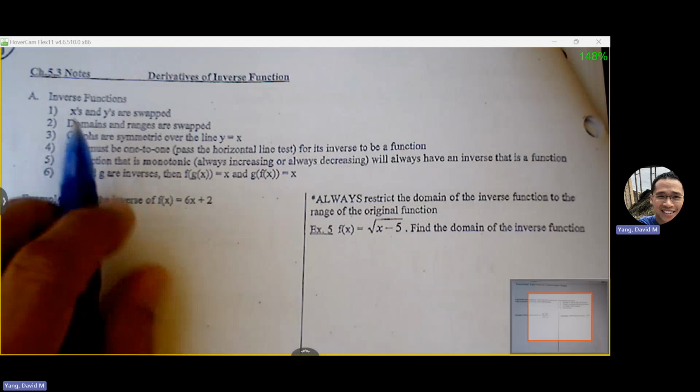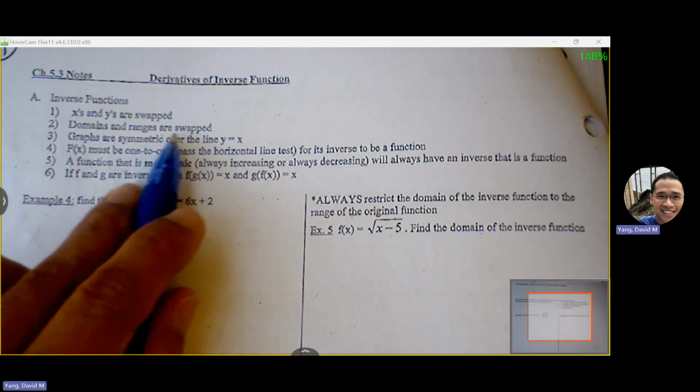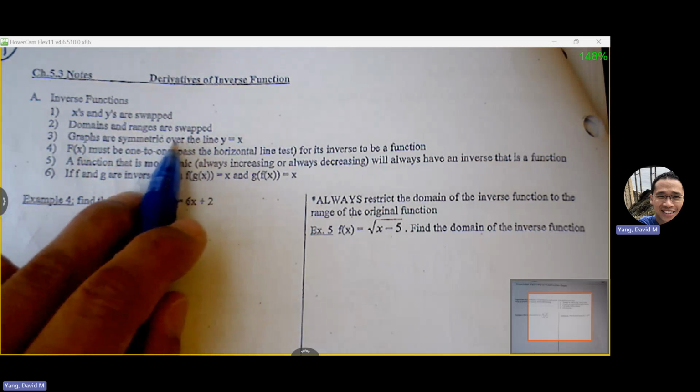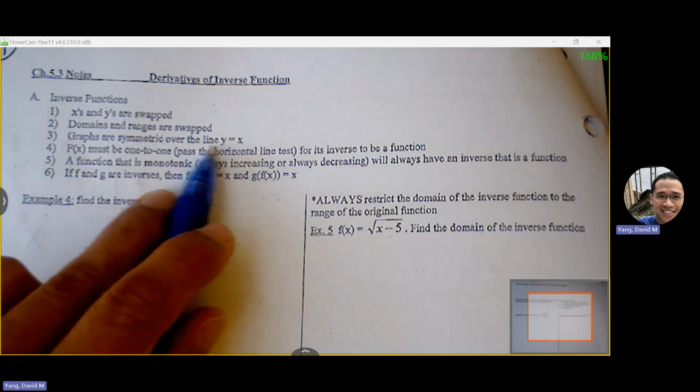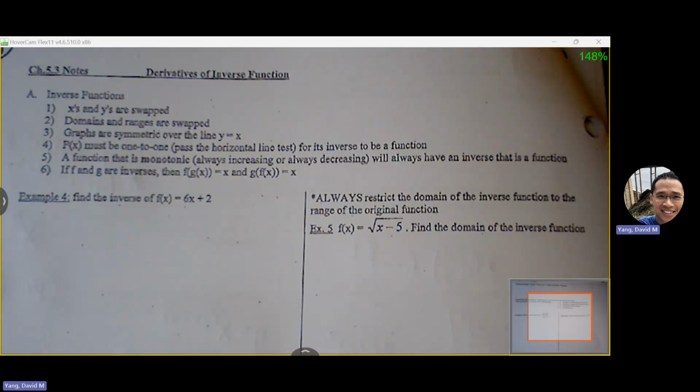Inverse functions are functions where x's and y's are swapped. Domains and ranges are also swapped. So domain for one is range of the other. And graphs are going to end up being symmetric over the line y equals x. So the two graphs, if they're truly inverses of each other, we can fold the graph along the line y equals x, and the two graphs will overlap each other.